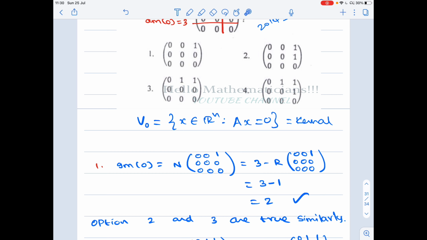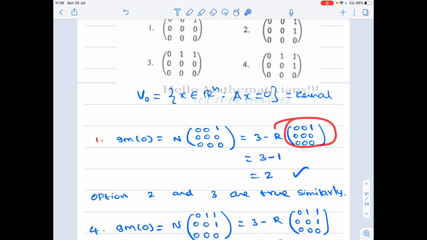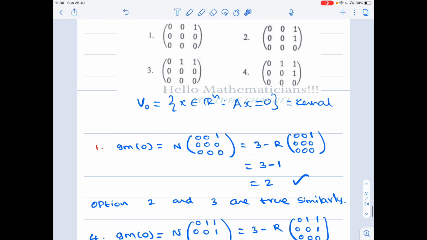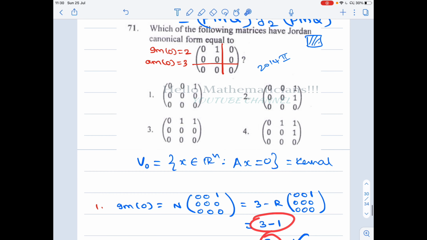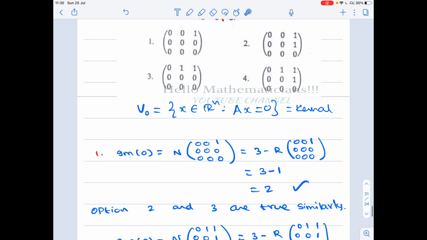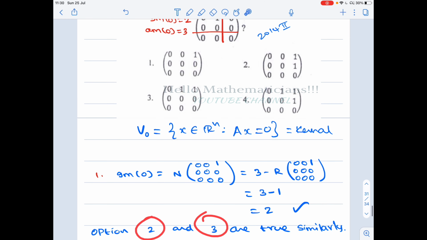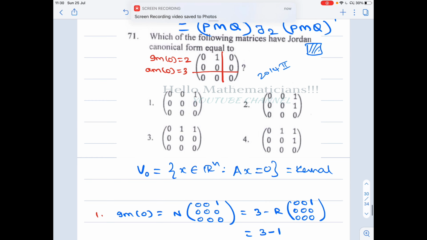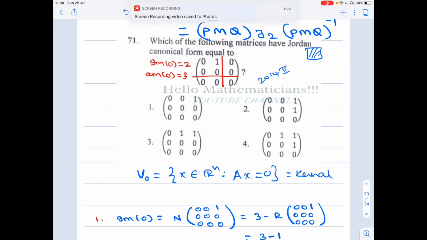So, nullity is the dimension of the kernel. Nullity is equal to, for a 3 by 3 matrix, 3 minus the rank of that matrix. Okay. So, the rank of this matrix is 1. Therefore, we get 3 minus 1, 2. Therefore, this matrix has geometric multiplicity 2 for the eigenvalue 0, so it will have this matrix as its Jordan canonical form. Similarly, you can see that options 2 and 3 also will have multiplicity equal to 2. Okay. Therefore, options 1, 2 and 3 will be true.